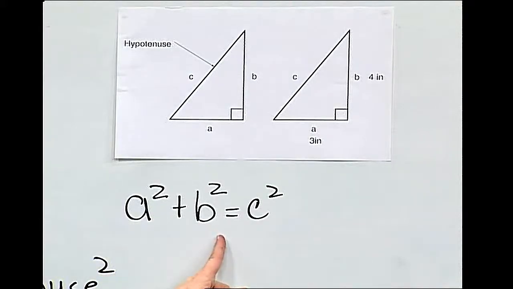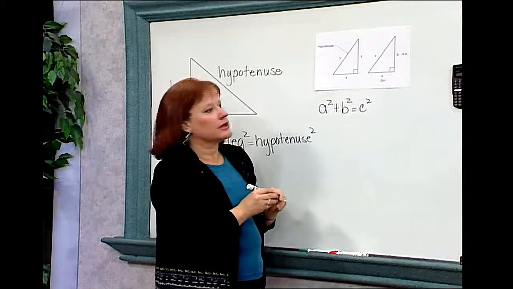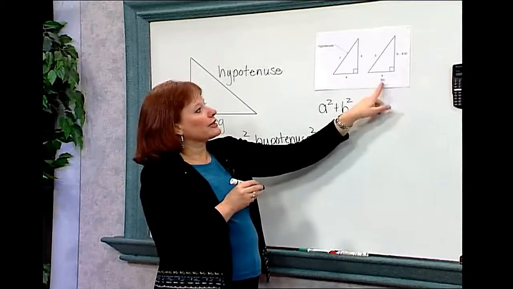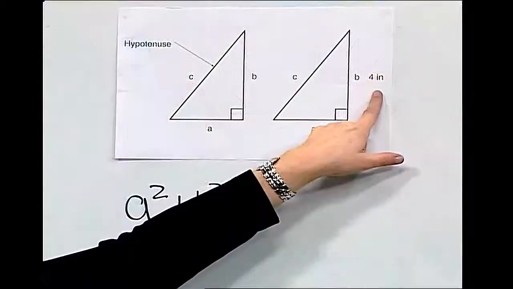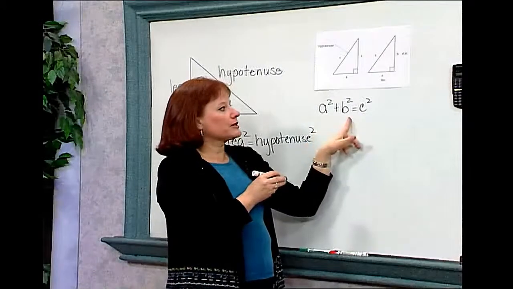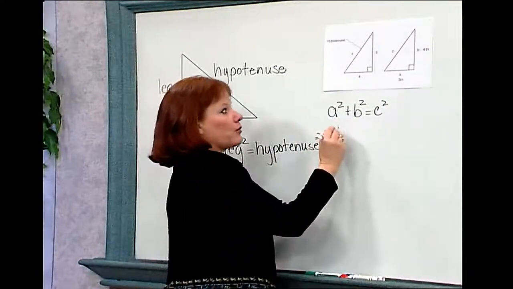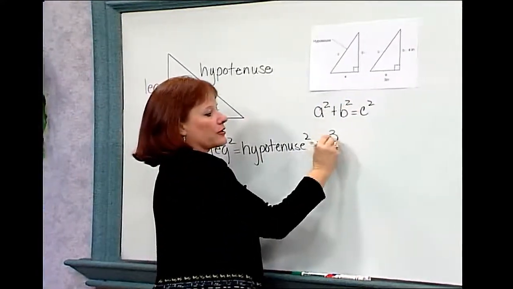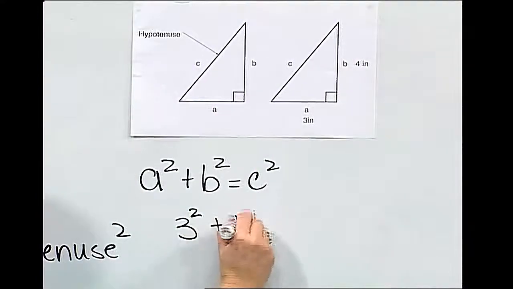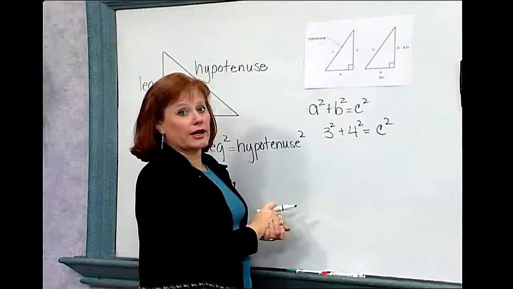A squared plus B squared represents the sum of the squares of the 2 legs, and C squared represents the square of the hypotenuse. In our specific example, we've labeled the legs as 3 and 4, and we want to find the remaining side, the hypotenuse. I know that A squared plus B squared is equal to C squared, and these represent the legs. So I will be able to solve this triangle by saying 3 squared plus 4 squared equals C squared. I know it's the hypotenuse that I want to find.